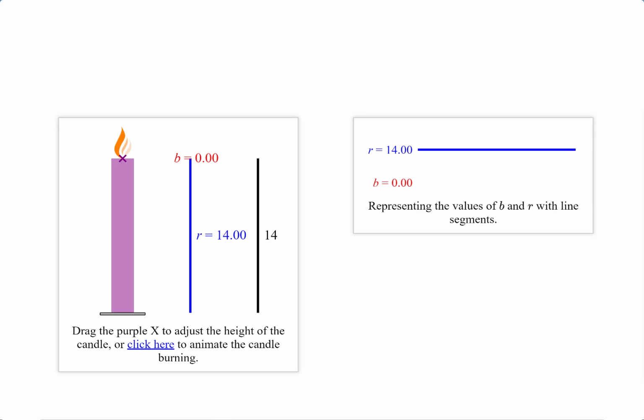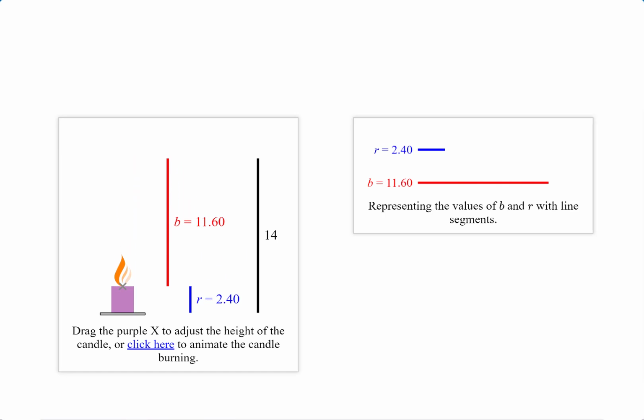In this video, we're going to look at the idea of graphing. So consider the following scenario where a 14-inch candle is lit and steadily burns until it is burned out. I have that shown over here on this applet to the left. So we can imagine the candle burning down, and we'll let the variable b represent the burned length of the candle in inches, and we'll let r represent the remaining length of the candle in inches.